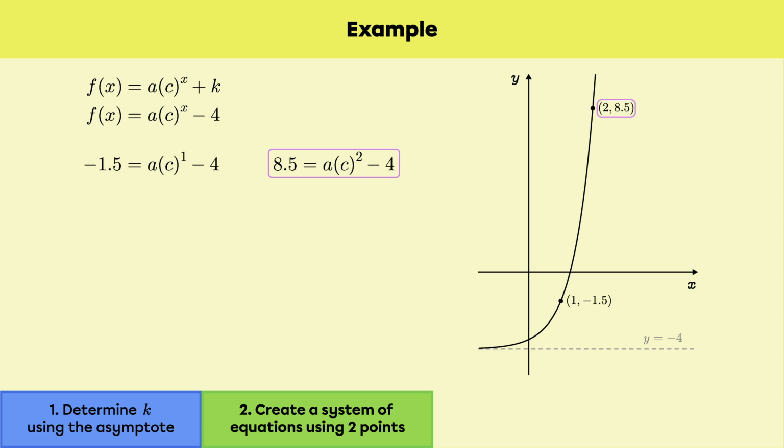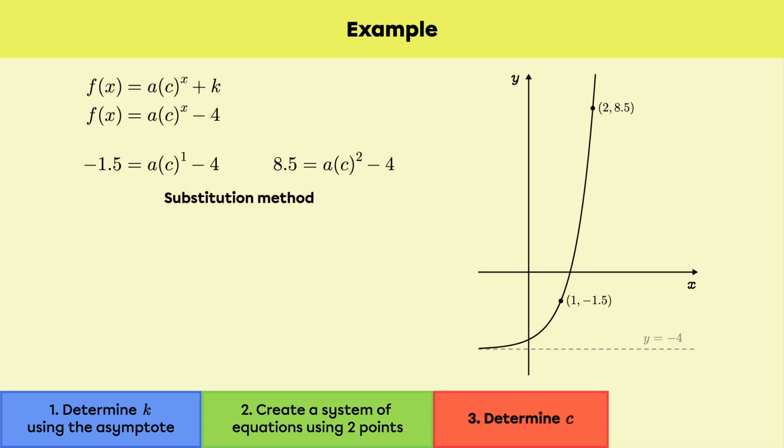To solve this system of equations, we should use the substitution method. To do so, we must isolate a variable in one of the 2 equations. Since a has no exponent, it is easier to isolate this variable. Let's take the first equation. We add 4 to both sides of the equation, then divide by c. We find that 2.5 / c = a.